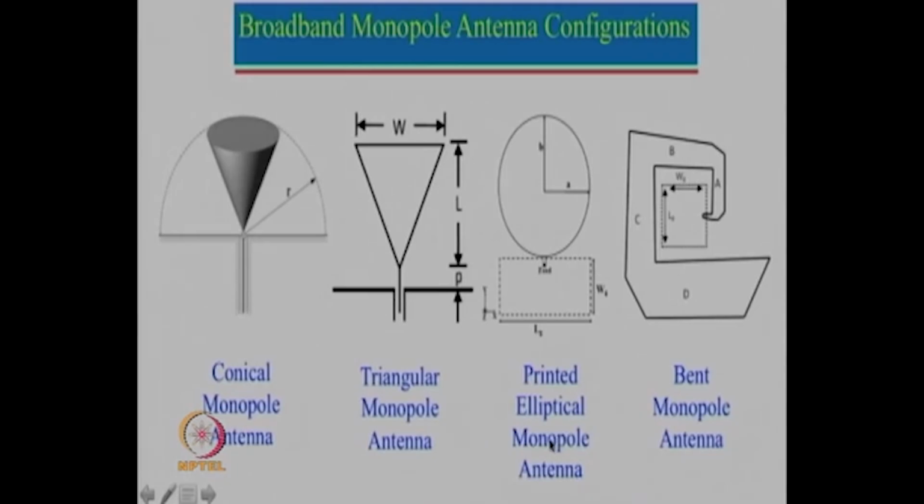Here is an example of a printed elliptical monopole antenna, and we will see that it is really an ultra broadband antenna. And then we will show you another example of a bent monopole antenna. The reason why we have chosen this particular configuration is that these antennas are vertically polarized. Now, many times the signal coming may have a vertical or horizontal component. So, this particular antenna which we designed has both horizontal as well as vertical components. We will see these configurations one by one.